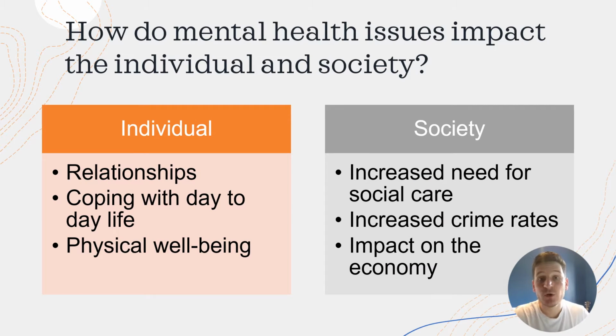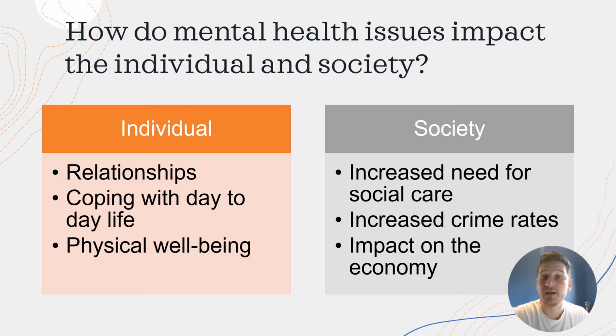And then continuing on looking at mental health problems, there are two areas that you need to be aware of that you could get asked questions about where it impacts. So one is the individual, how does mental health affect the individual, and the other is society. So for the individual, I've already mentioned this, it's going to have an effect on relationships, and people might not feel like going out, they might not be able to maintain those relationships, and that's going to have an impact on them. As I say, loneliness is a bit of an epidemic at the moment.